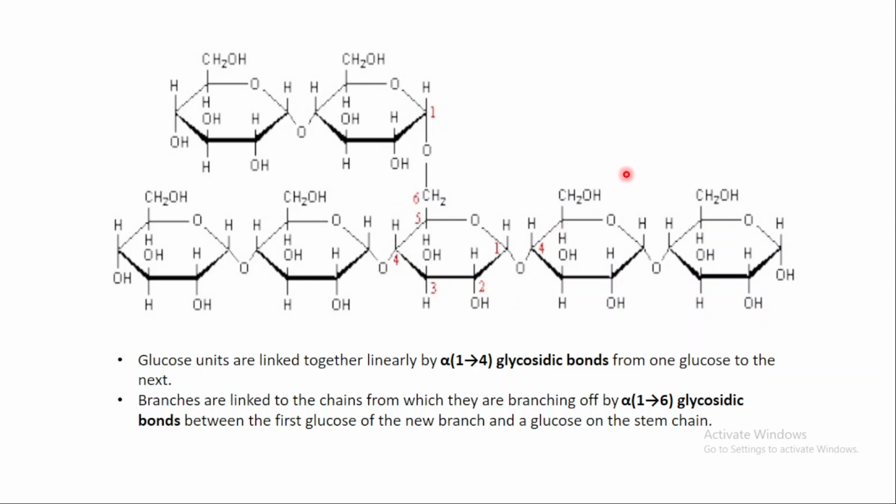Is it clear to the students? I hope I have made it simple for you to understand what glycogen looks like and what these glycosidic bonds are. So now you can differentiate well between alpha 1,4 and alpha 1,6 bonds, and how glycogen looks. Great, great. Let's move on to the next question.